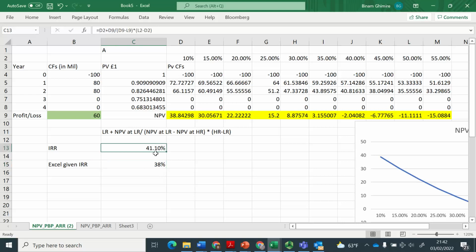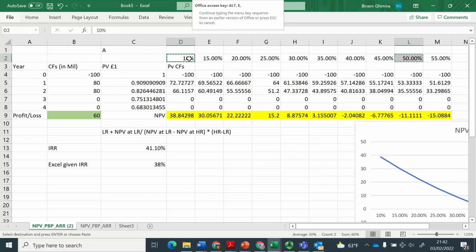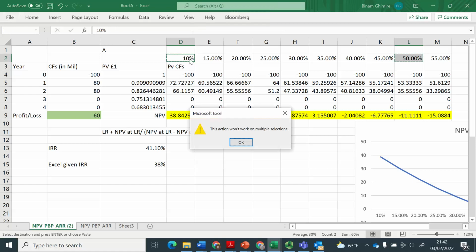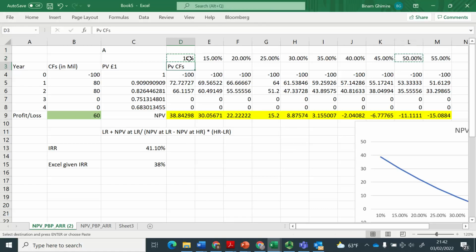The reason why this is different than this is because the spread between the higher rate and lower rate is large. Okay, so you see here we have this spread, 50% minus 10%, which is a 40% point spread. So if you are able to reduce it, then it will become closer. So for that, what you can do is you can here change the lower rate and higher rate.